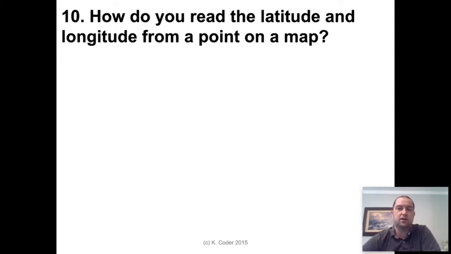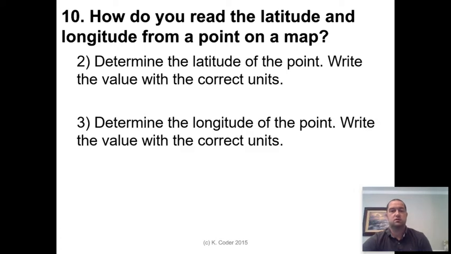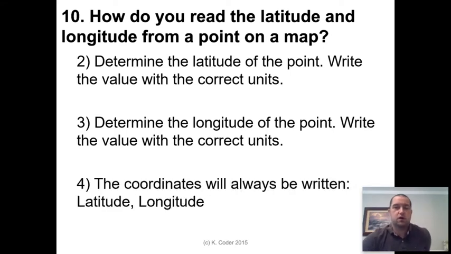How do you read latitude and longitude from a point on a map? First, you're going to determine the latitude of the point. Write the value with the correct units. Then you're going to determine the longitude of the point. Write the value with the correct units. Remember, we're going to put latitude before longitude. Okay?